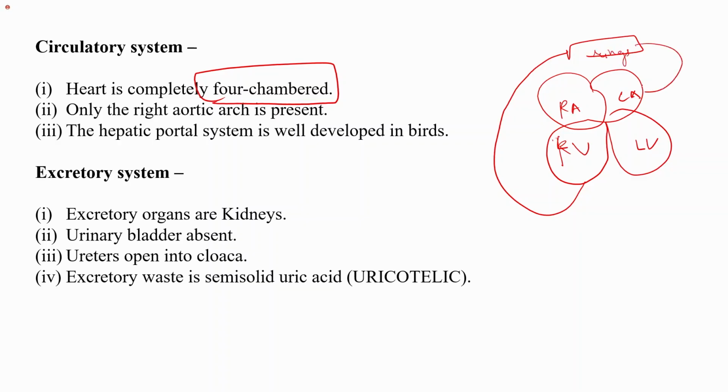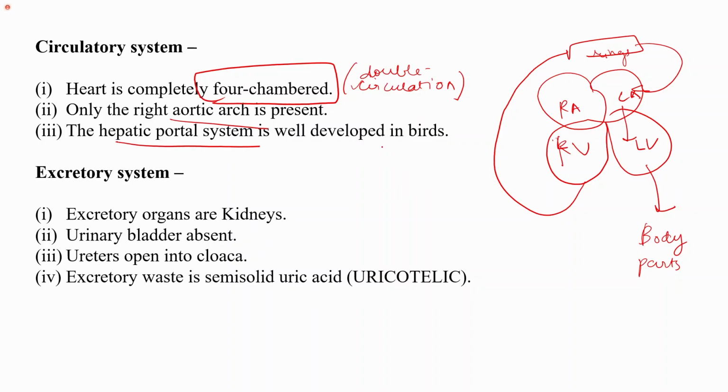Then it enters into the left ventricle. This comes through from the left atrium. From here, it enters into the left ventricle, and then it is supplied to the body parts. So it is a four-chambered heart, and it's a double circulation, double loop. Only the right aortic arch is present. The hepatic portal system is well developed in birds.